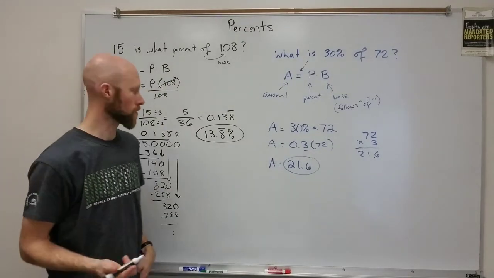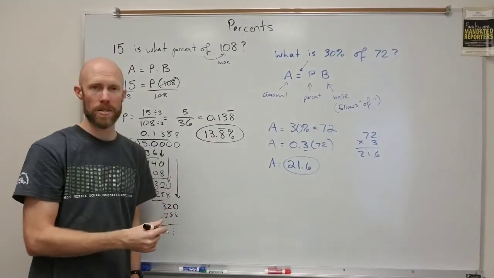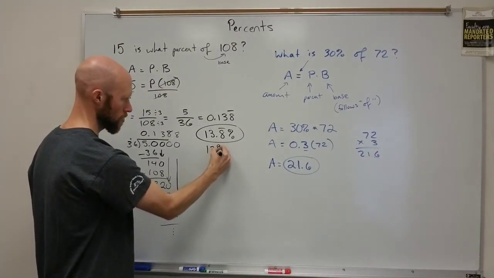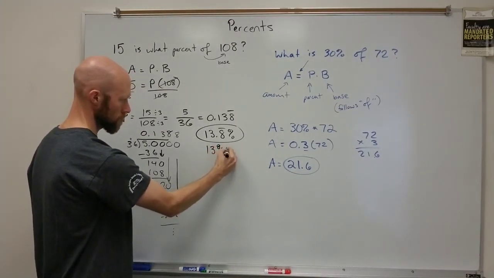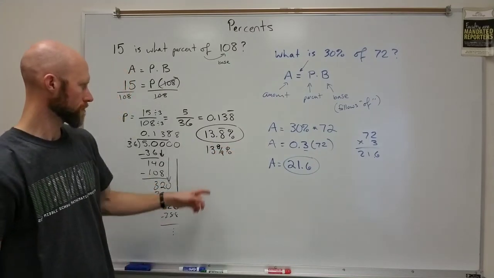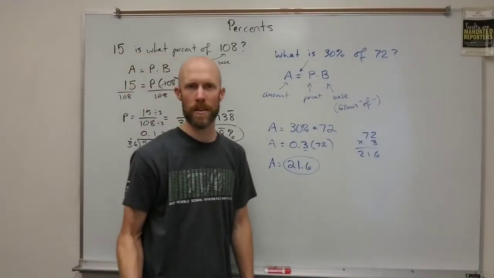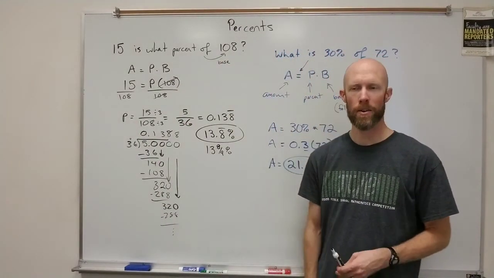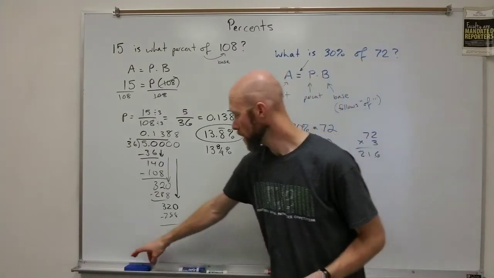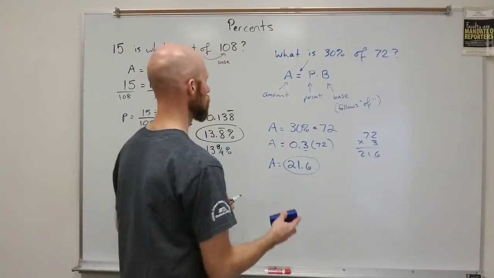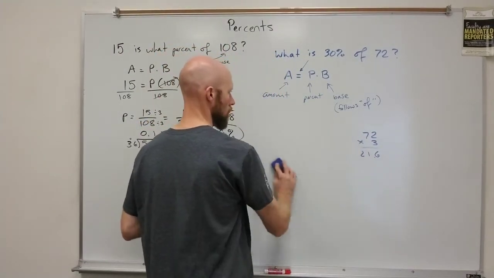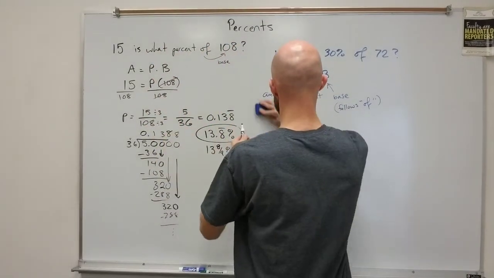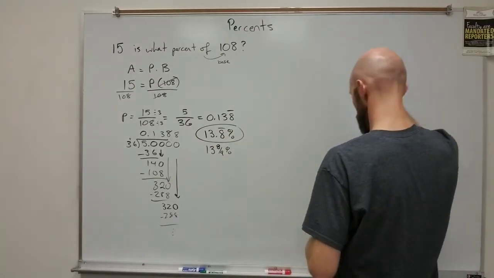You could also think of this, that repeater of an 8 is really 8 ninths. So it's 13 and 8 ninths percent. Anything divided by 9 is that number repeated. So that's another way to write it out. Okay, so anyway, that's the other question. Now there's one more position you could have a variable. So instead of the amount or the percent, you could have the base being unknown.